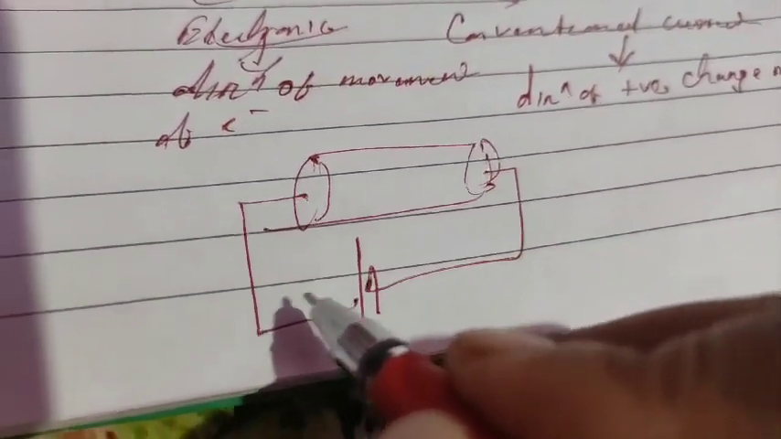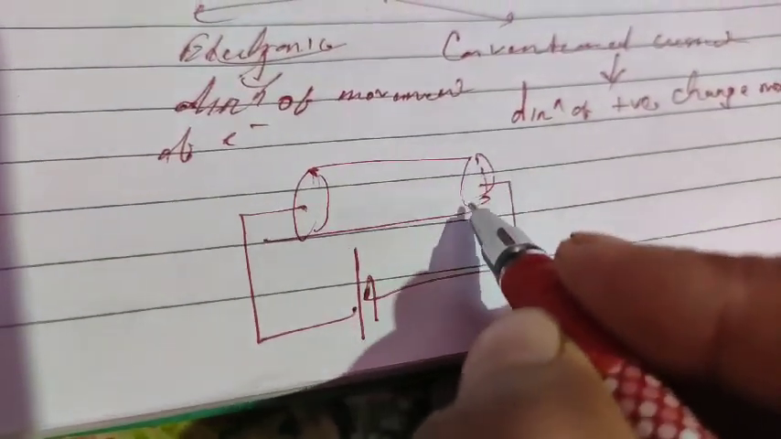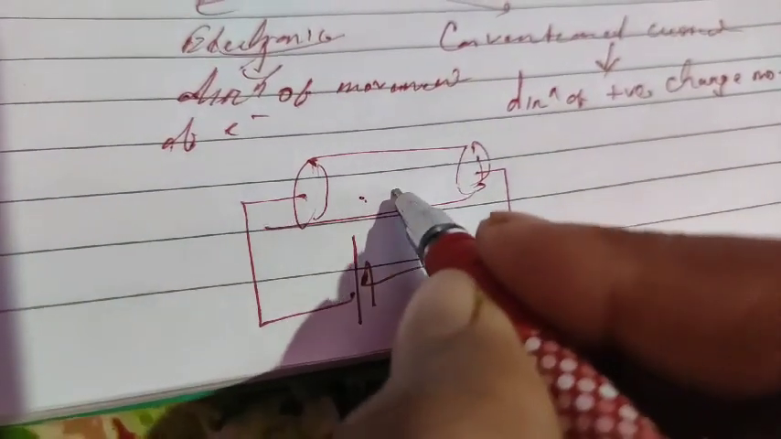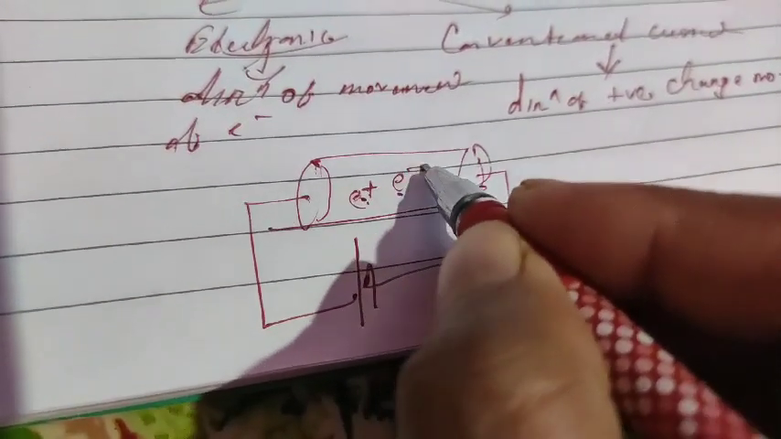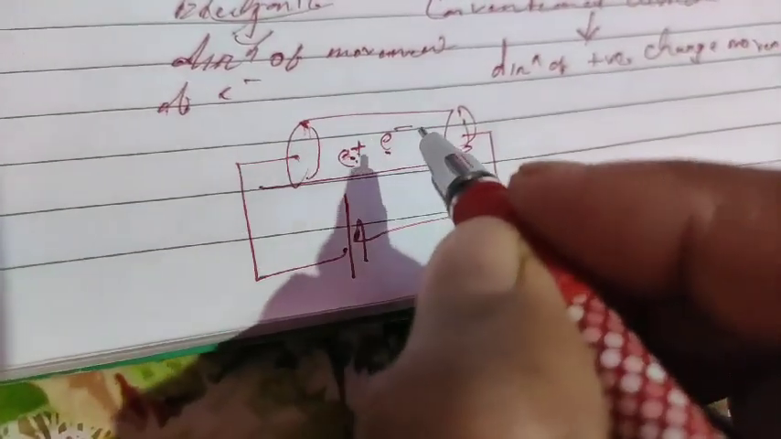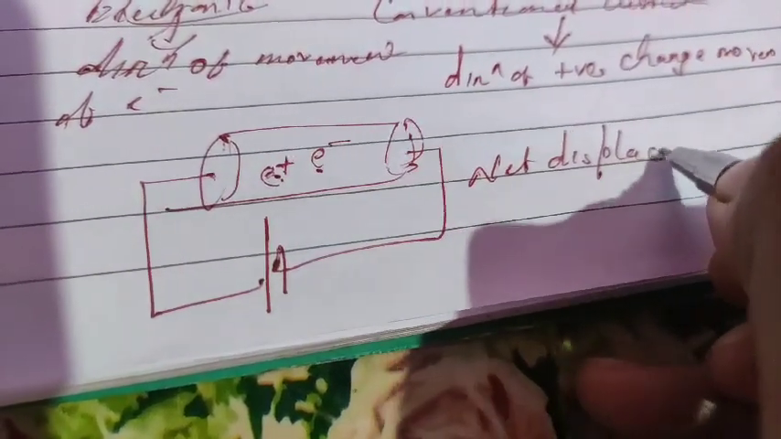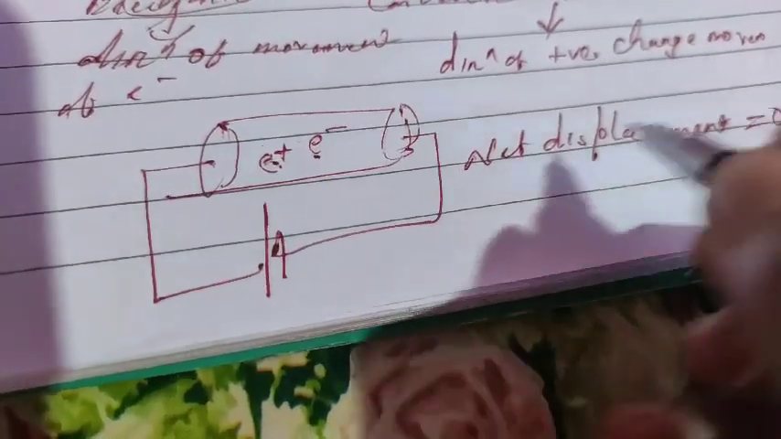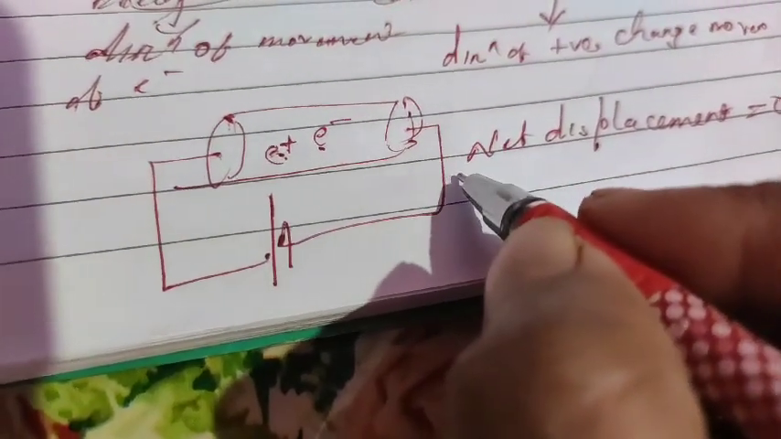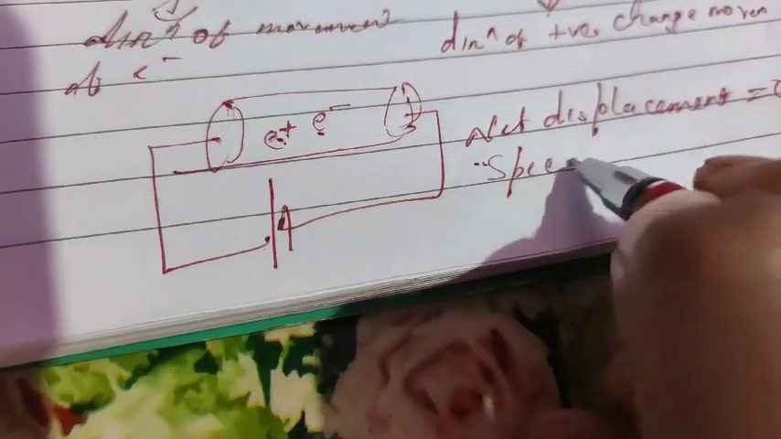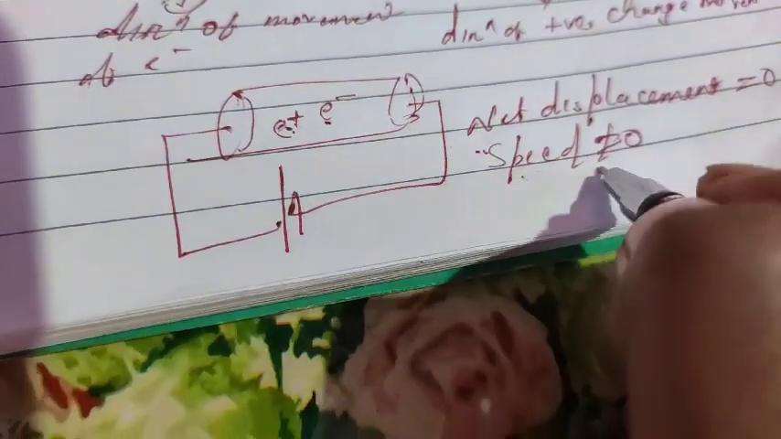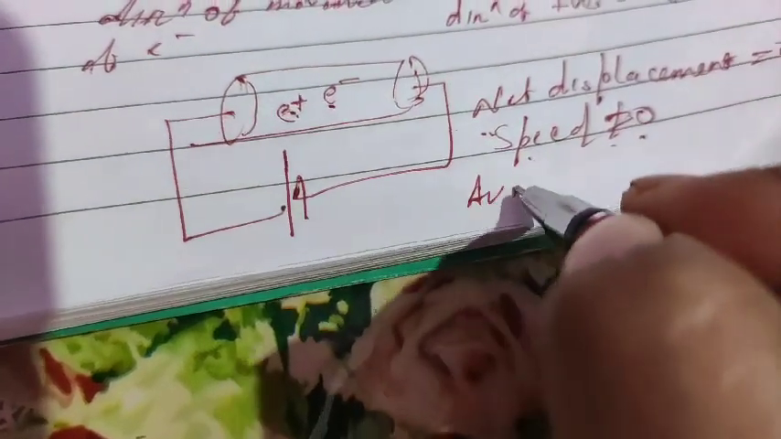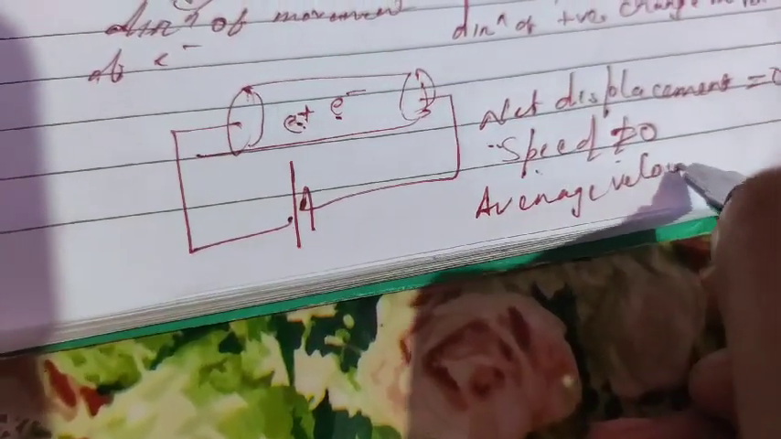Okay. So what happens if there is no electric field applied here, student? The positive charge and the negative charge will move randomly, and at that time the net displacement is equal to 0, because they are colliding with each other. Second, the speed is not equal to 0 because the charge will move, but they will collide, student. So speed will not be 0, but average velocity will be 0.